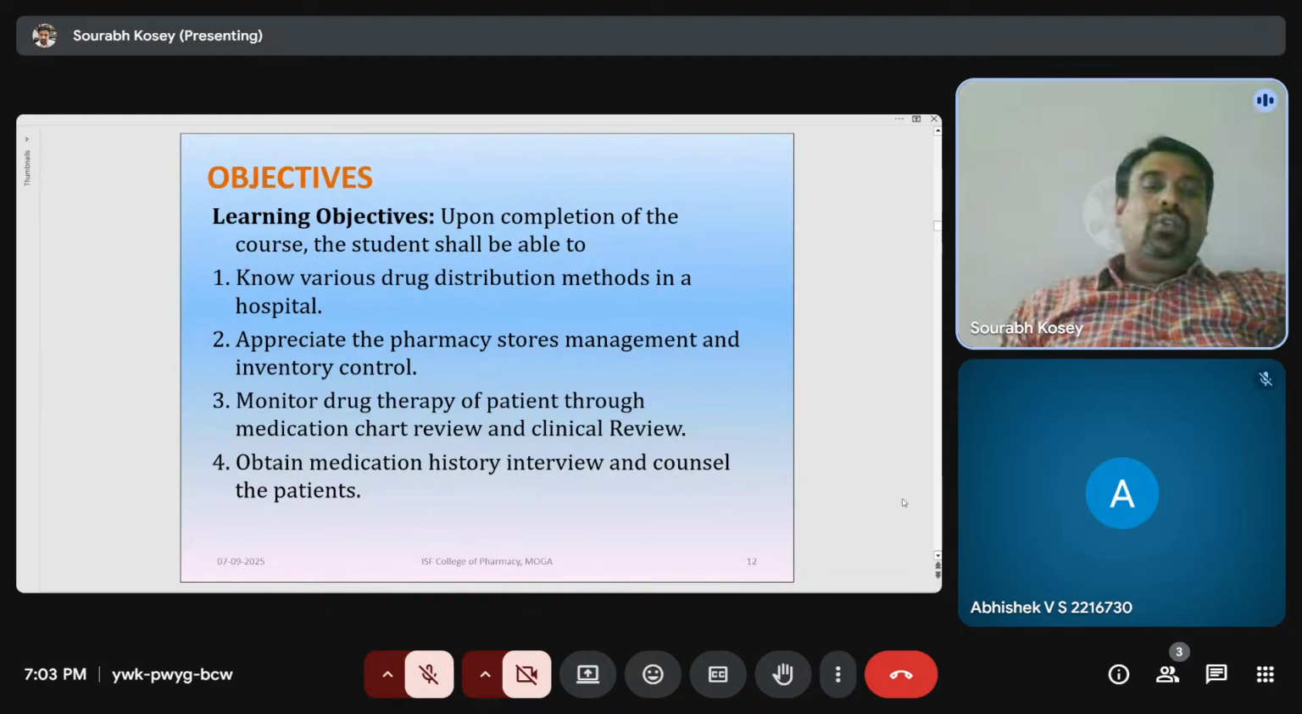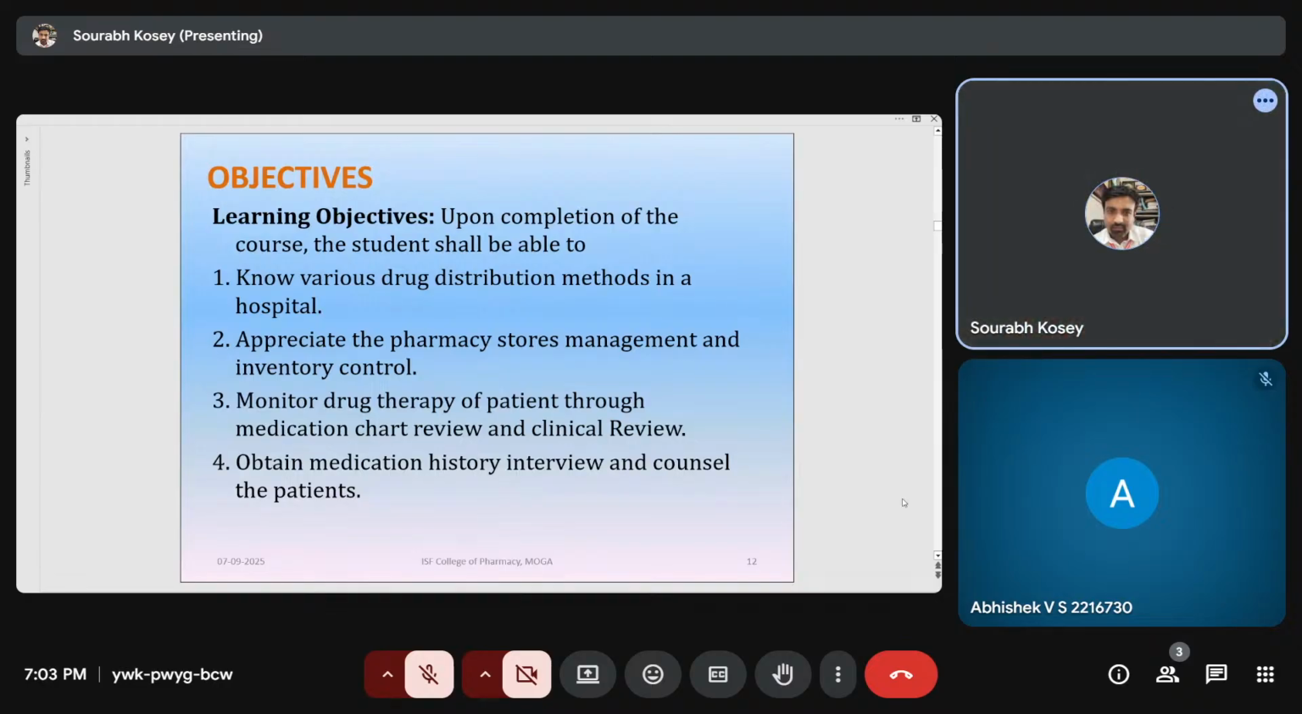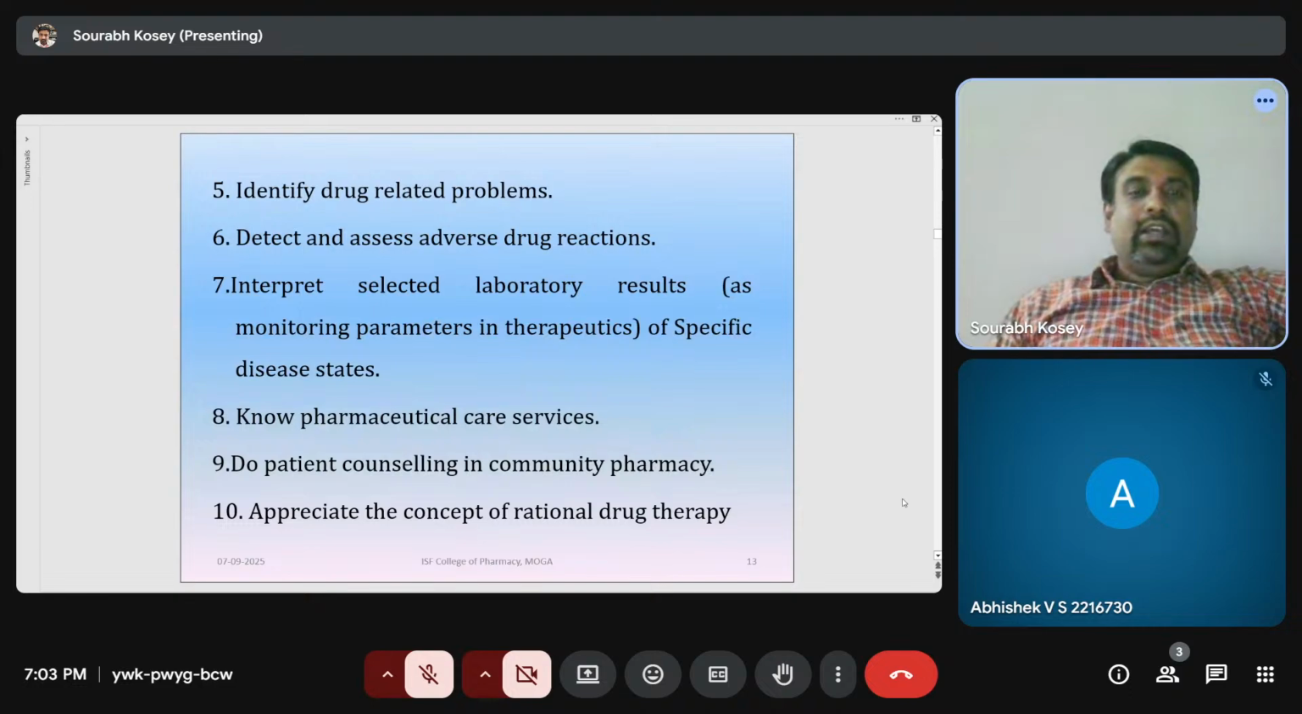You also get with the patient with medication history interview and counsel the patient. There are 8 drug-related problems, including ADR, drug-drug interaction, drug-food interaction, polypharmacy, overdose, underdose, and missed dose. So you go for the adverse drug reactions monitoring also. You go for the selected laboratory results also.